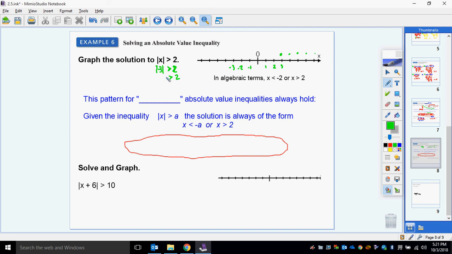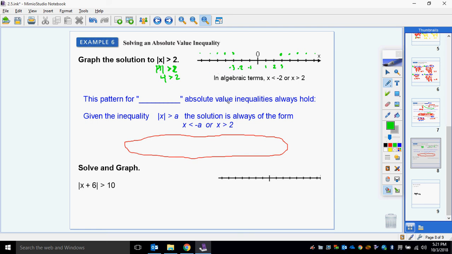Let's try -3. The absolute value of negative 3 is positive 3. So yeah, 3 is bigger than 2. So negative 3 would be a solution. Just for fun, let's try negative 4. The absolute value of negative 4 is positive 4, so negative 4 would be a solution. So negative 5, negative 6, you need to keep going, right?